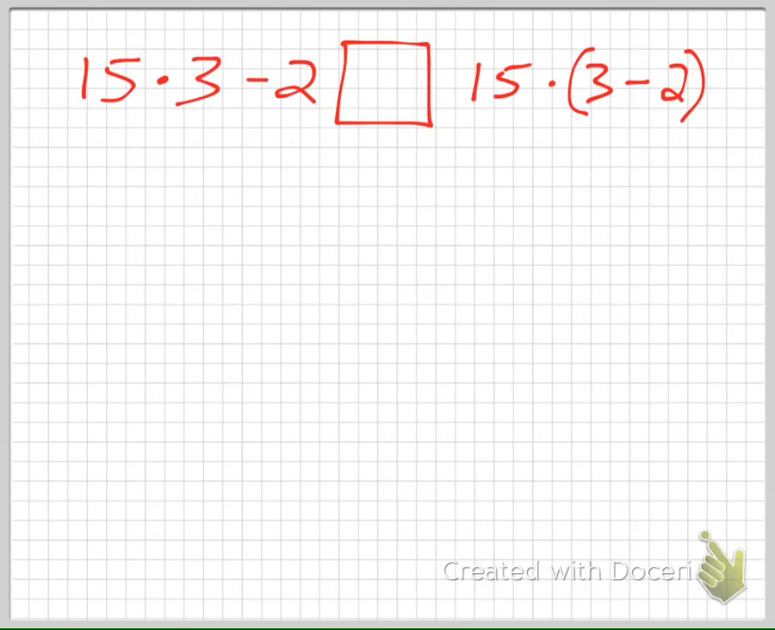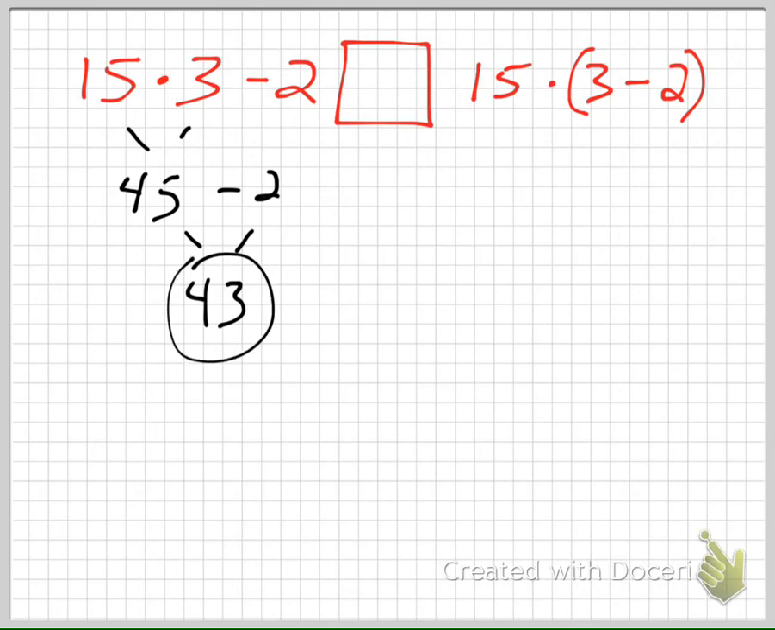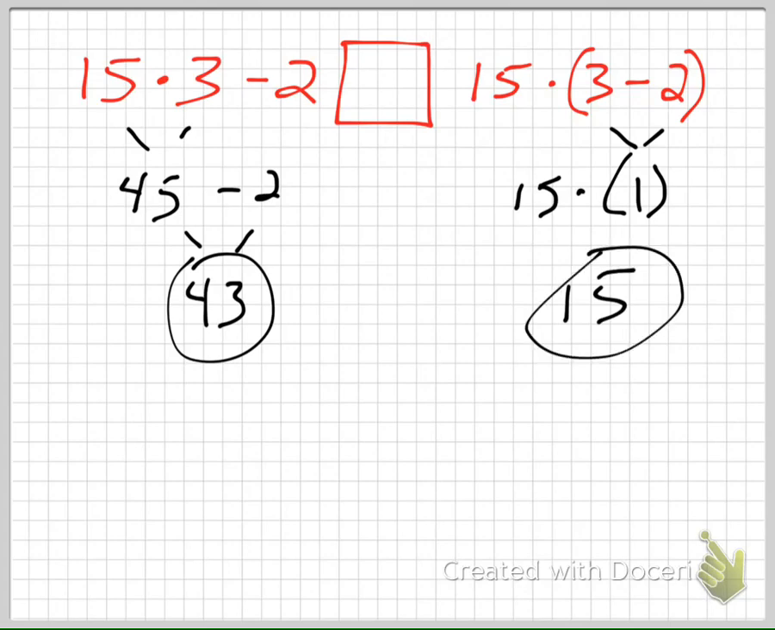Okay, let's look at this. This is two separate problems, okay? So on this first one, do you see any parentheses? No. Any exponents? Multiply or divide? 15 times 3 is? 45 minus 2 is 43. This side is 43. Over here, do you see any parentheses? 3 times 3 minus 2 is? 1. 15 times 1 is? 15. Which one is bigger? So you just say 43, right?